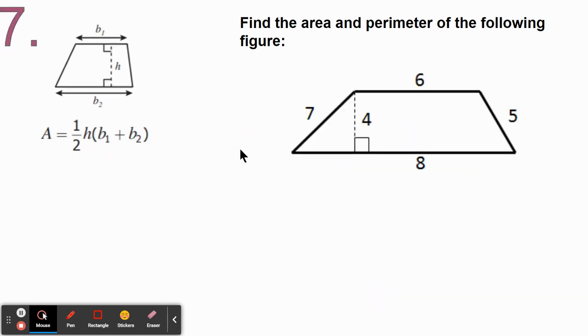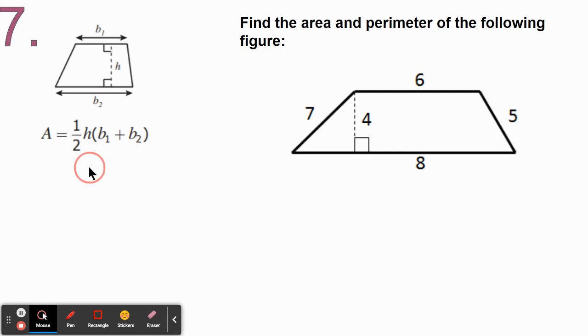Number 7, area and perimeter of a trapezoid. This is a trapezoid. Okay. So this formula is pretty complicated. So we've got area equals 1/2 the height times the sum of the two bases. So the bases are the two parallel sides, and the height is still that perpendicular distance. So 1/2 times height, the height is 4. Base 1 we can call 8, and base 2 we can call 6.